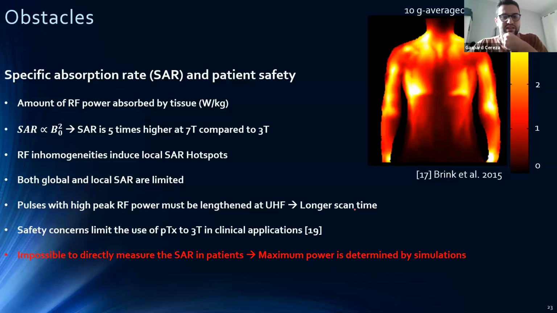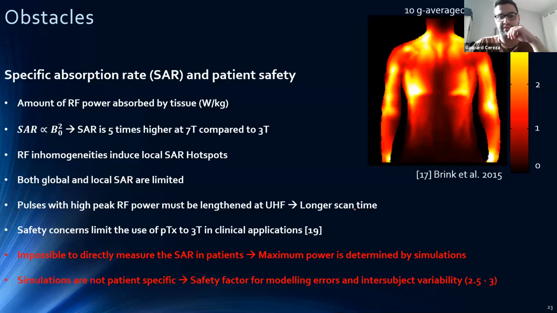And another problem is that it's impossible to directly measure the SAR in the patients. So most of the time, the optimization with SAR constraints is done using simulations. And these simulations are not patient-specific. So we'll have to use safety factors for modeling the errors and the inter-subject variability because everybody is different. So these safety factors will make it even harder to go below the SAR limits.